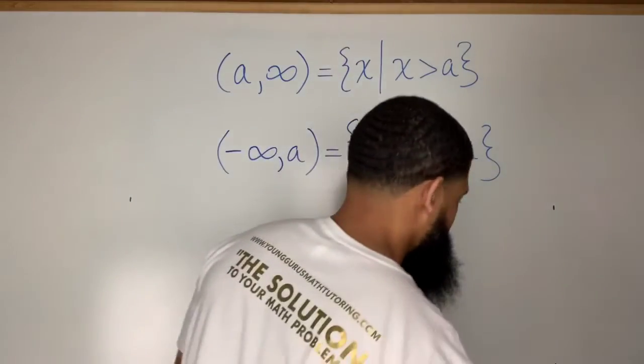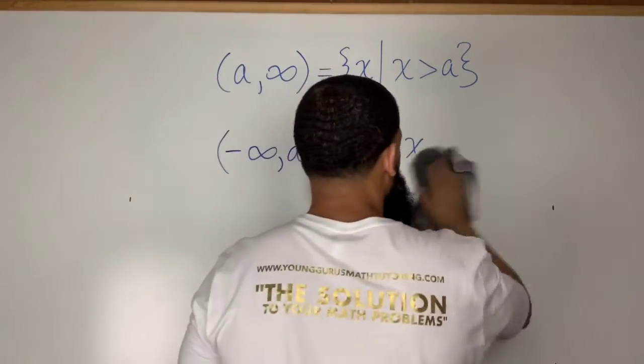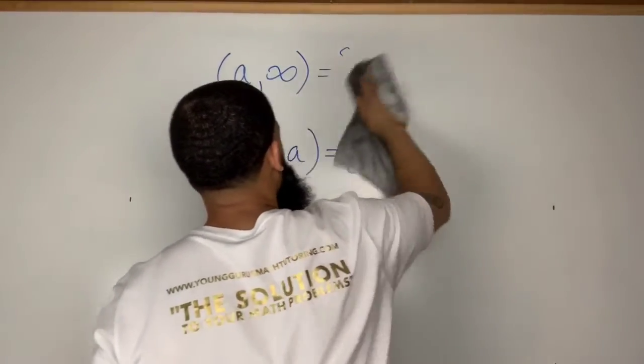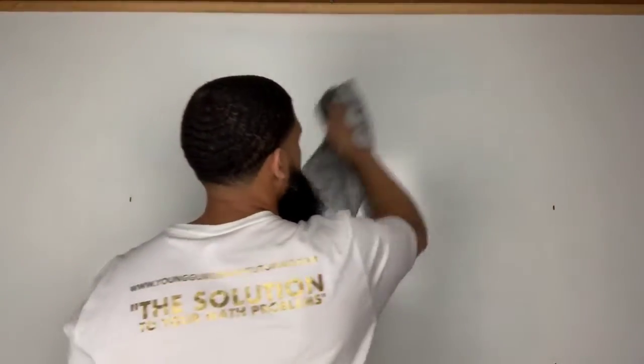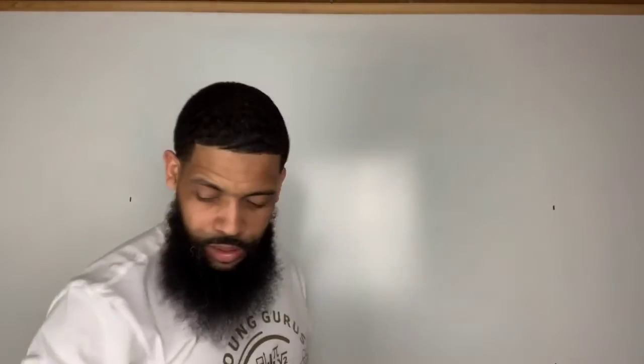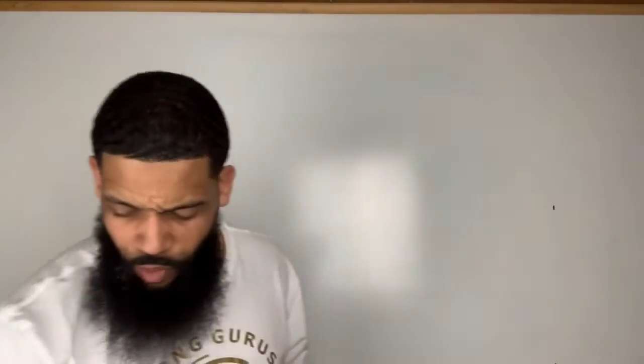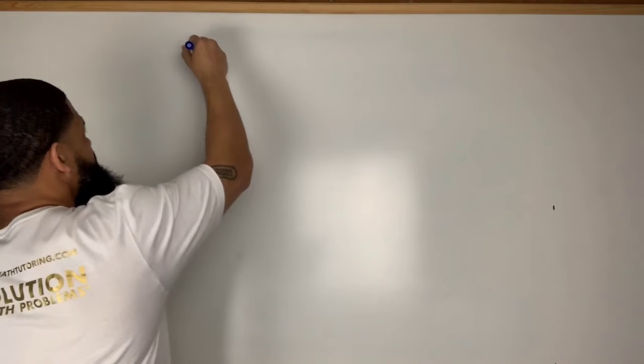Let's actually do some examples so you can make it make sense. In this video, I'm going to keep it simple. I'm just going to show an open or a closed interval, and then I'm going to show it in two different forms. So let's look at example one.